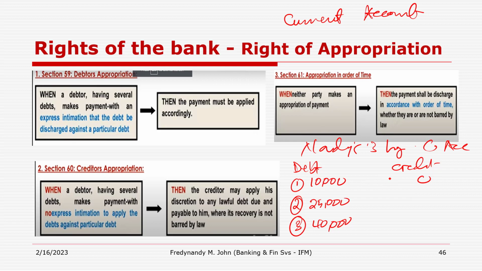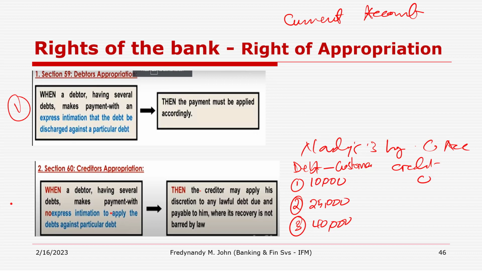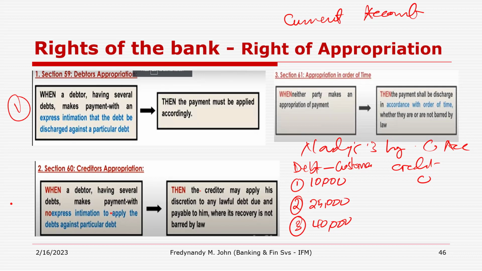Now, according to the right of appropriation, first one, right here. When a debtor, now a debtor is a customer, okay, when a debtor having several debts makes payment with an express intimation that the debt be discharged against a particular debt, then the payment must be applied accordingly. Now we are going to see how appropriation works. So first, we have seen here that this customer has 3 debts of different amounts.